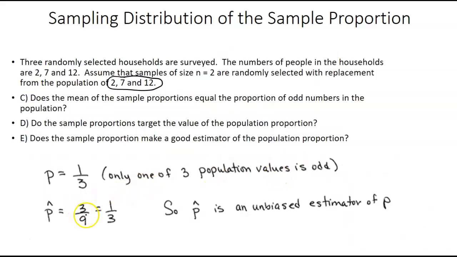So 3 out of a total of 9 is going to be 1/3. So again, these two equal each other because p hat is an unbiased estimator of p. So do the sample proportions target the value of the population proportion? Yes, it does because it is an unbiased estimator.